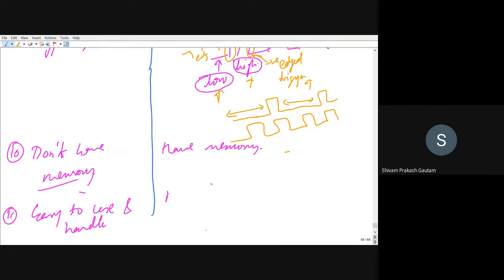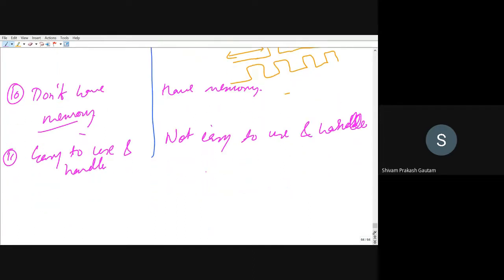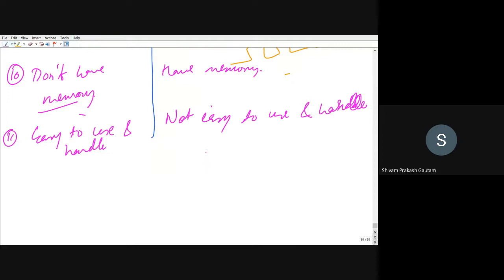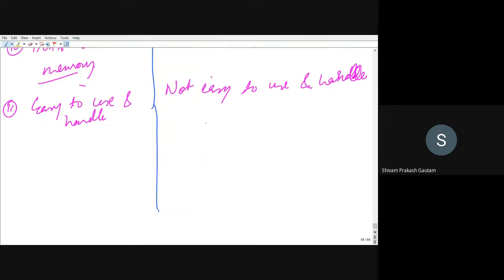It is not easy to use and handle. That it is somewhat little complex. Okay, now I will just show the block diagram between both of them. Though combinational we have already seen, I will provide it once more.